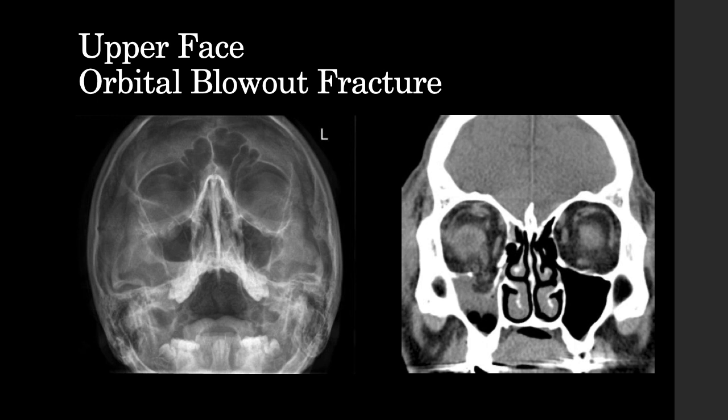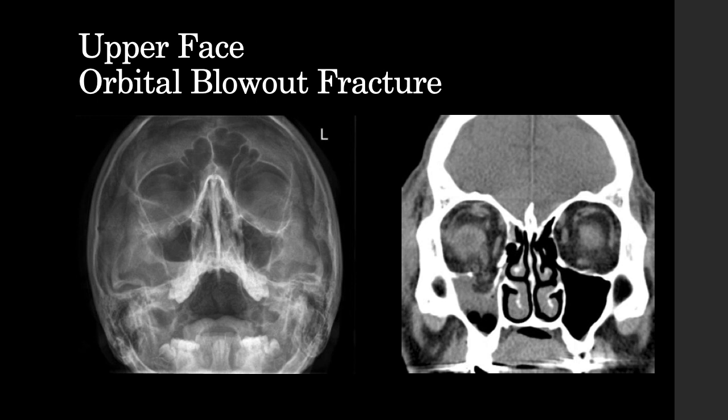And they might also complain that they get double vision, particularly when looking up and in, because those inferior muscles are actually trapped within the fracture, so they can't pull the eye down. So when they look up and in, the other eye looks normally, and then this eye gets trapped, so they get double vision because their eyes aren't focusing together.